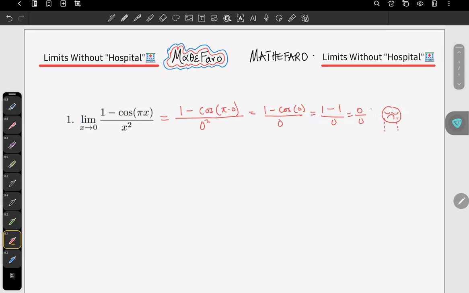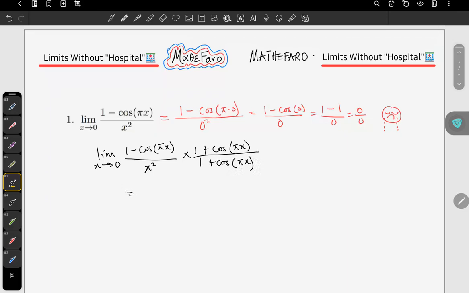The first method, factorization, the second one, rationalization, all of those ones will not work. But we don't want to use L'Hopital's rule. So what do we do? We invoke the trigonometric identities. The one that will work here is to multiply by the conjugate of the numerator of the trigonometric function that we have here. So we do times 1 plus cos pi x over 1 plus cos pi x. And what does this give us?